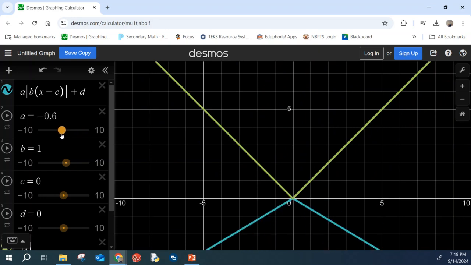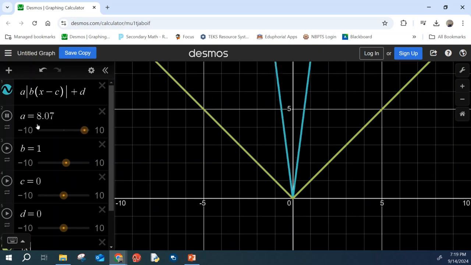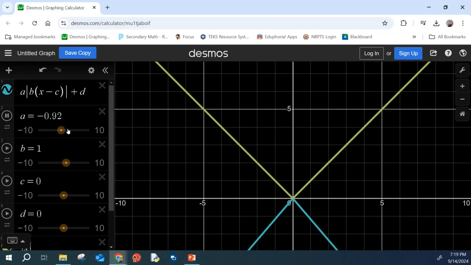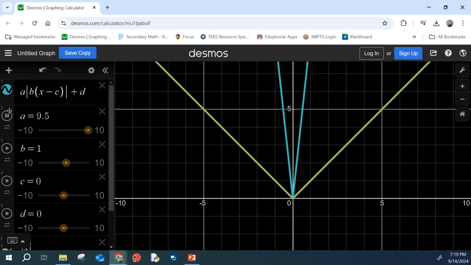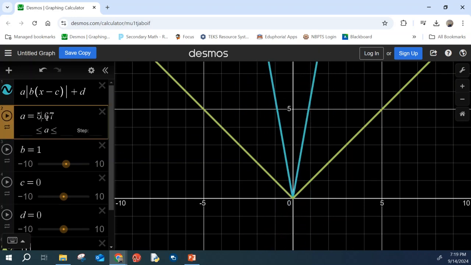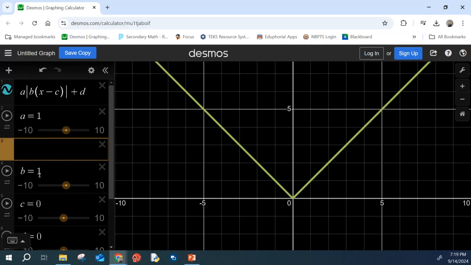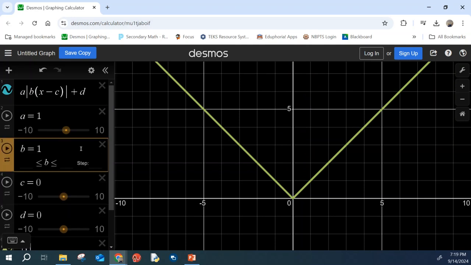It reflected across the x-axis. Remember, this green is our parent function. This is what the OG looks like, right? And if I play it back and forth as we go above, we get skinnier. When A is in between 0 and 1, we get closer to the x-axis, we shrink. Okay, so I'm going to default this back to 1.